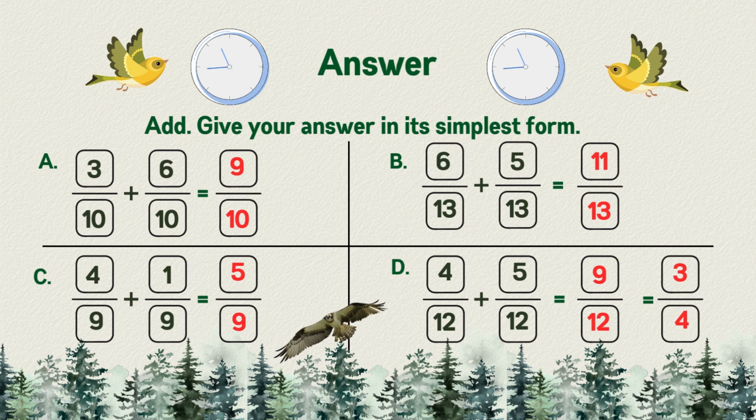Question C. We add 4 and 1, and keep the denominator 9 the same. The result is 5 out of 9, which is already in its simplest form. Question D. We add 4 and 5 and keep the denominator 12 the same. This gives us 9 out of 12. However, this is not in its simplest form. To simplify, we divide both the numerator and denominator by 3, which gives us 3 out of 4 as the final answer. Great job! Keep practicing to master adding like fractions.